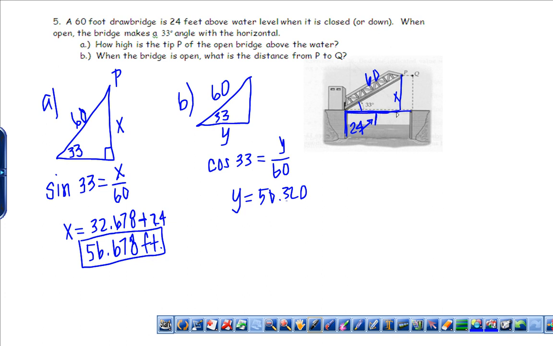So this area right here. So if this is 50 and the whole thing is 60, let's subtract the two. So I'm going to say 60 minus the 50.320. And I should get the distance from P to Q. And it should be 9.68. From P to Q.